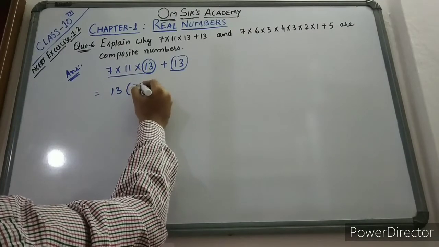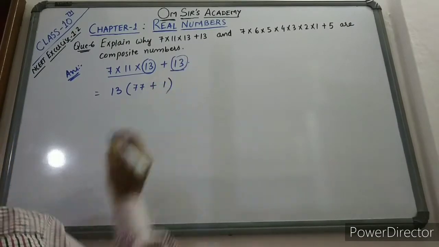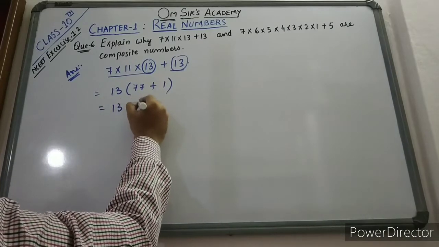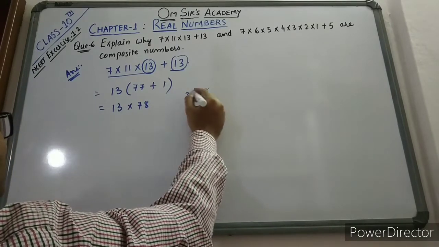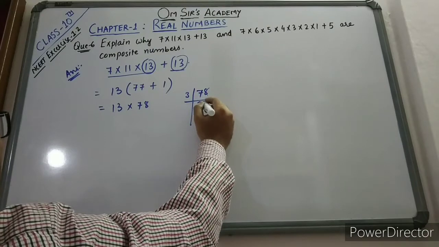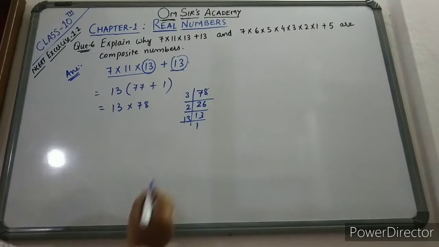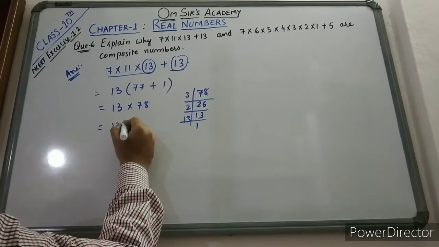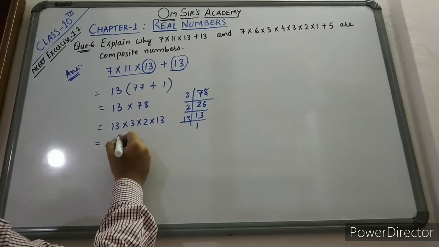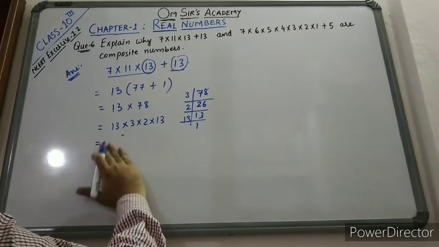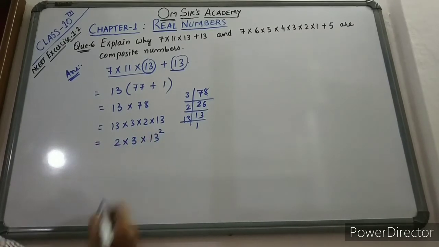7 into 11 is 77, plus here 13 into 1 is 13, so inside, 1 will be left. So it is 13 into 78. Is it clear? Now if I represent 78 in prime factors: 3 2s are 6, 1 8, 3 6s are 18, then 2 13s are 26 and 13 1s are 13. So the prime factors of 78 are 3 into 2 into 13. So I can write 13 into 3 into 2 into 13. So it is written as 13 square into, or in ordered form we can write 2 into 3 into 13 square. Is it clear?